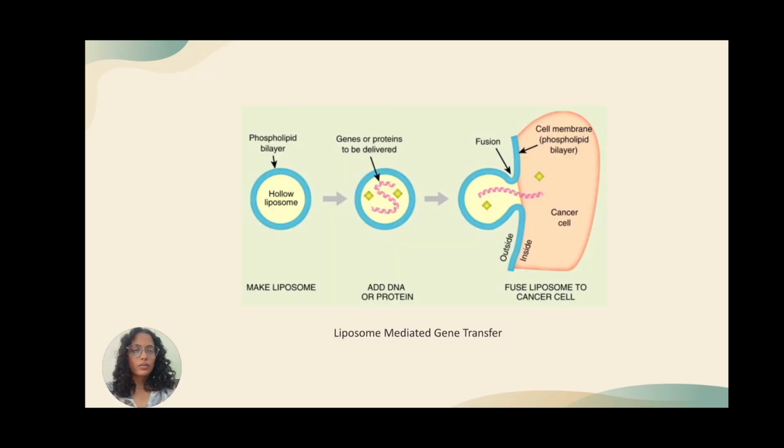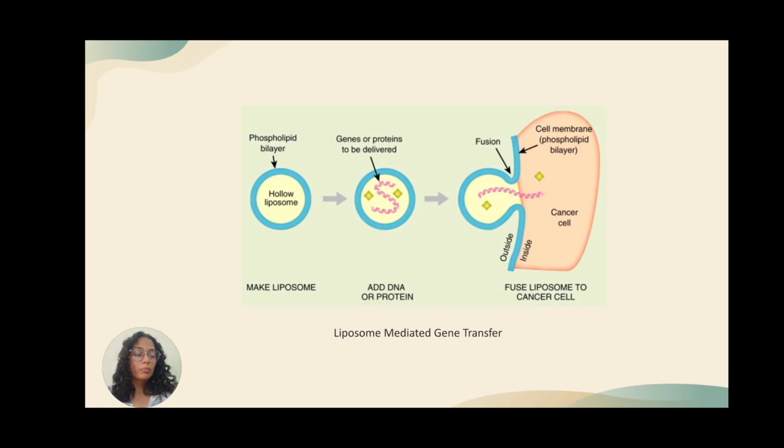This is the diagrammatic representation of how lipoplex fusion with the target cell takes place. Here we can see that first there is a hollow liposome, that is a phospholipid bilayer. Then we introduce a gene of interest within the liposome. It will be referred to as a lipoplex.